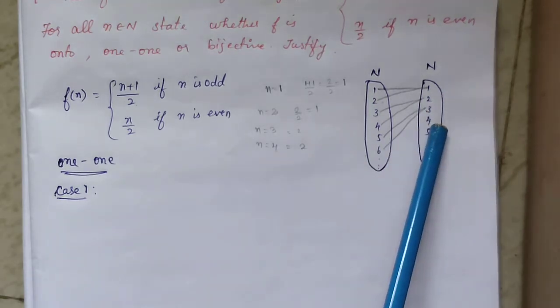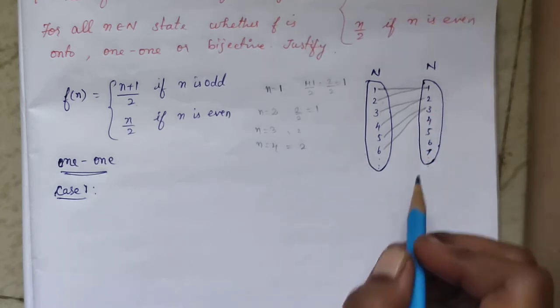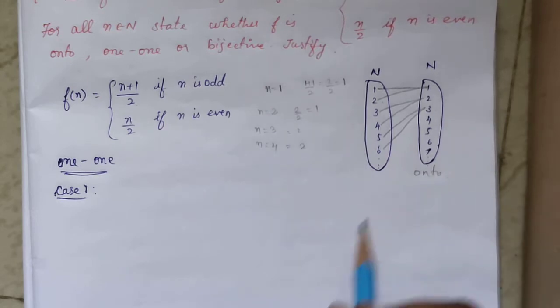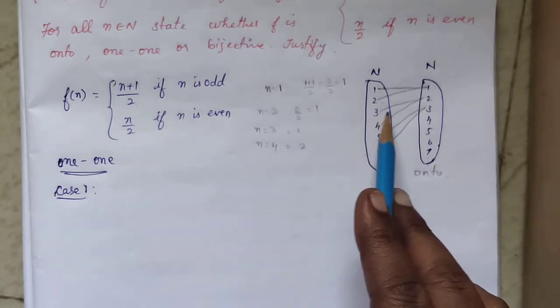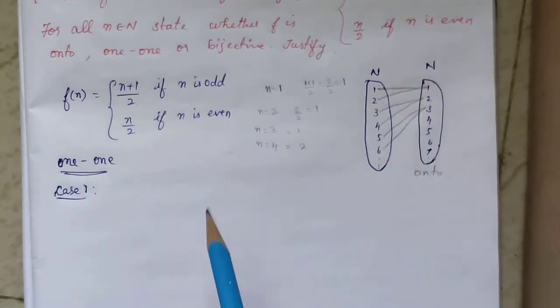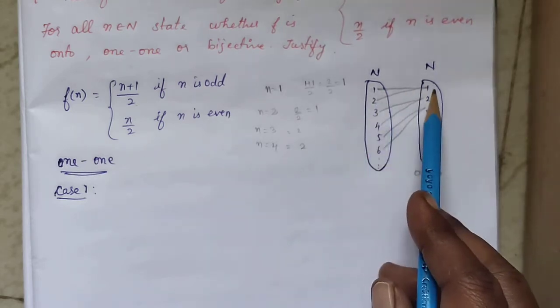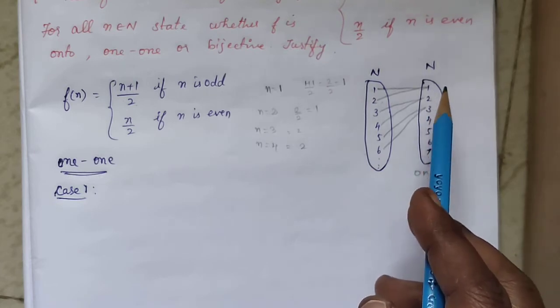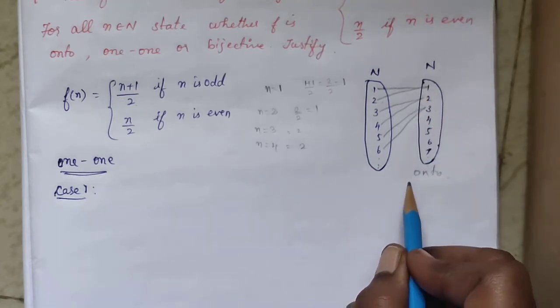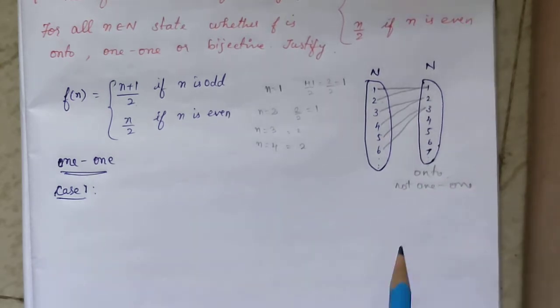Therefore the range is equal to the codomain, so we can say that this is an onto function. Check whether it is a one-one function. For one element, only one image should be there in the codomain. Here both the numbers have 1 as their image. By seeing this itself we can say that it is not a one-one function. Now let us check whether we get the same in the calculation also.